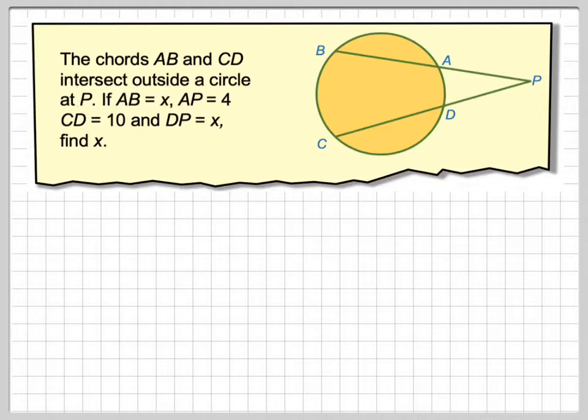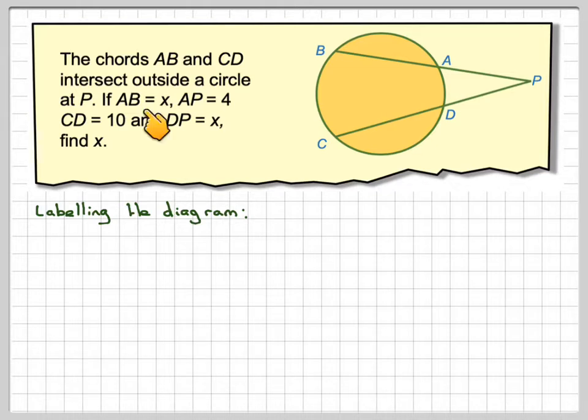The chords AB and CD intersect outside the circle at P. If AB is X, AP is equal to 4, CD is equal to 10, and DP is equal to X, find X. Okay, the first step would be to label the diagram, if it wasn't already labelled in the question.